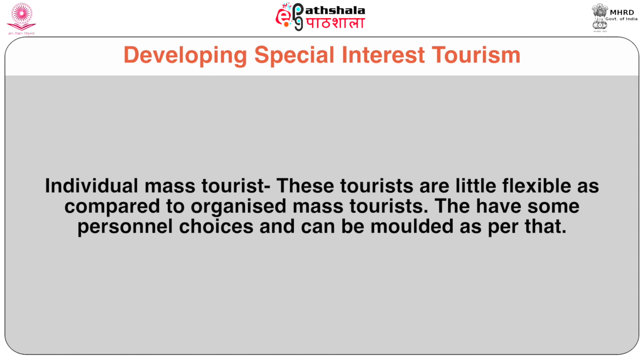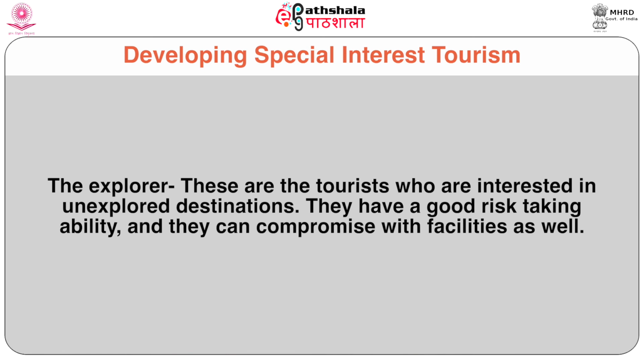Second, individual mass tourists. These tourists are a little flexible as compared to organized mass tourists. They have some personal choices and can be molded as per that. Third, the explorer. These are the tourists who are interested in unexplored destinations. They have a good risk-taking ability and they can compromise with facilities as well. Fourth, the drifter. These are the tourists who are interested in adventurous traveling and high risk activities. They are least worried about luxury or facilities at the destination.